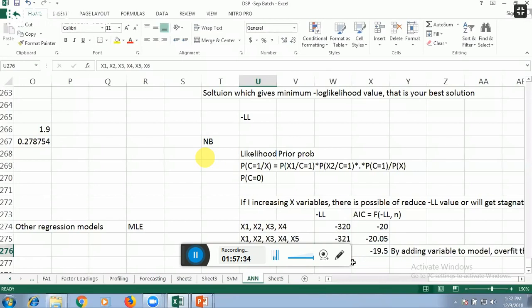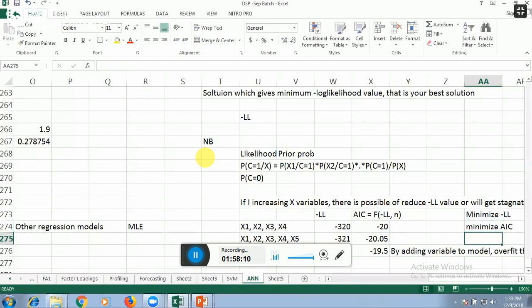So which solution is the best solution in this case? This solution is the best solution. That means by adding one more variable, if you are not significantly impacting your log likelihood, at that time you will not be able to get the best minimum AIC value. So that's the reason, instead of minimizing minus log likelihood, what we do is minimize the AIC value.